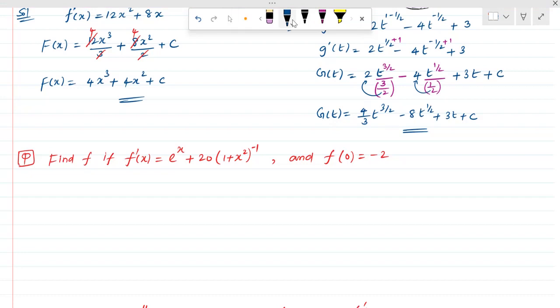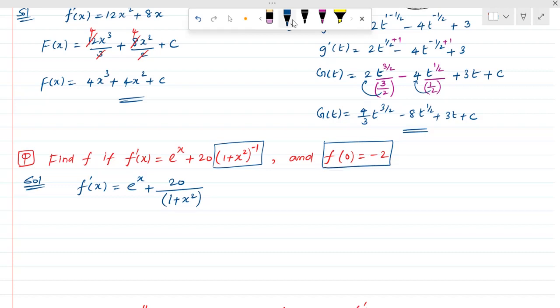How will you rewrite the given function? The f prime is rewritten as e power x plus 20 over 1 plus x square to the power 1. I just bring it down because it is to the power minus 1. And there is a function given here. We will talk about that one. Now what is the f of x? F of x is e to the power x plus 20, and then a constant like c.